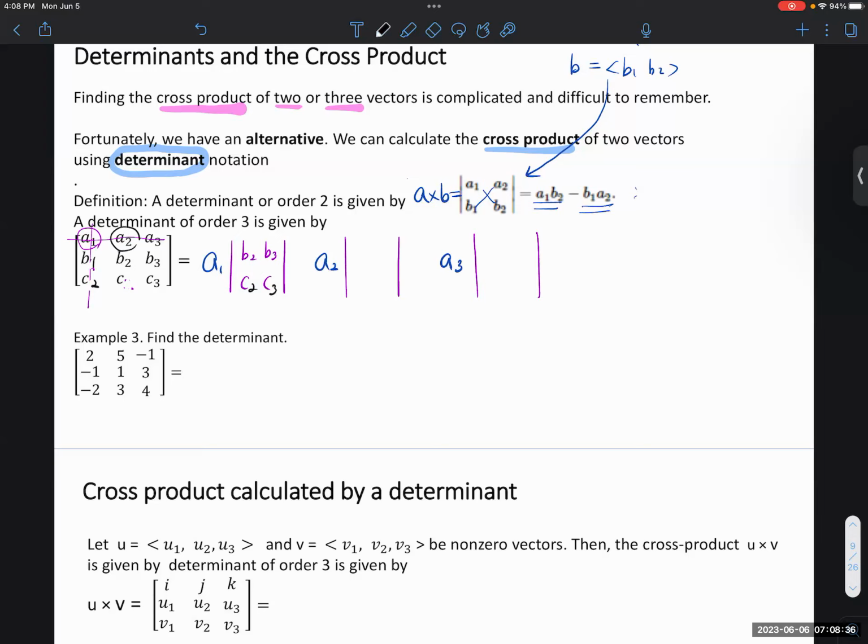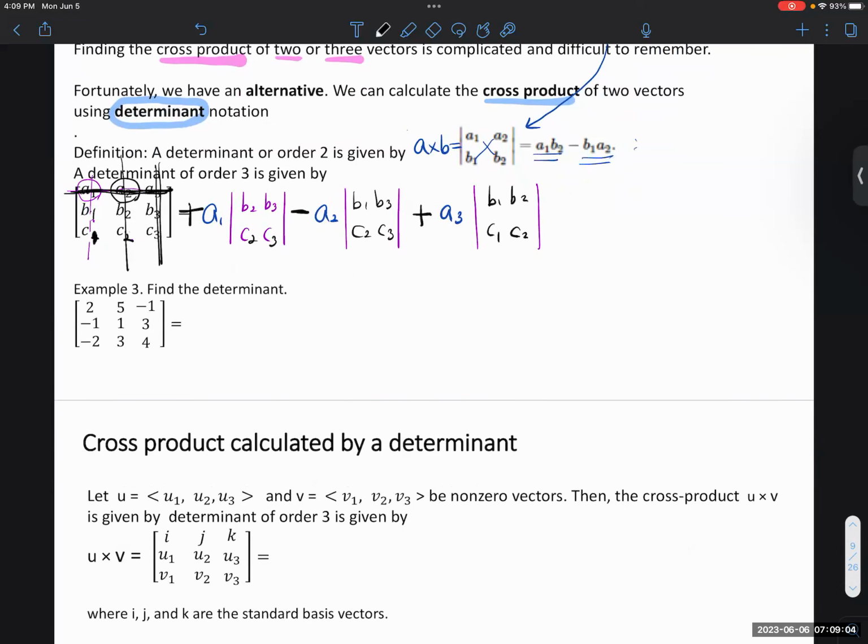And then we have A2. So then you're going to cross out its row and column, and the remaining are B1, B3, C1, C3. The last one, you're going to cross out the first row and last column, so B1, B2, C1, C2 remain. And then we begin with plus, minus, plus. So that's going to be your determinant of a 3 by 3 matrix. So therefore, we can calculate it with cross multiplication.